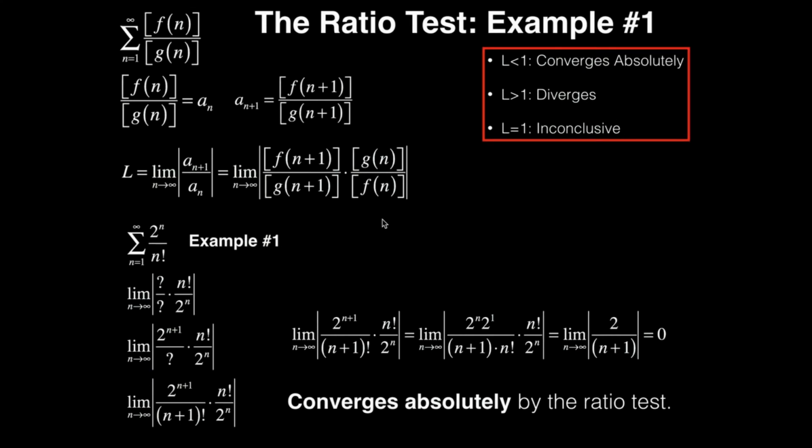Here's a good example of when to use the ratio test. We've got this series from n equals 1 to infinity of 2 to the n over n factorial. The giveaway is the factorial. If we've got a factorial, that's the ratio test. That's pretty much just a given. So I see a factorial, and we're going to use the ratio test.